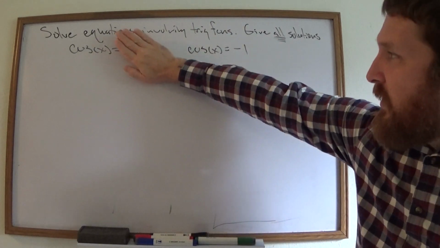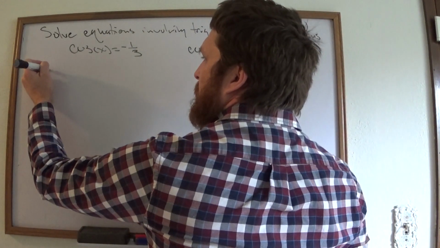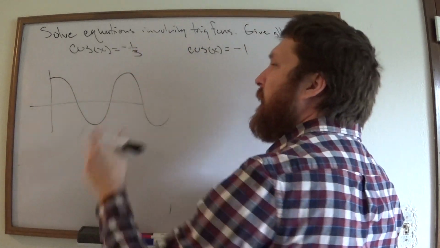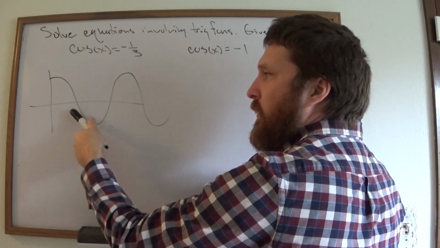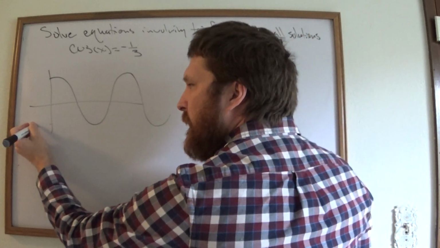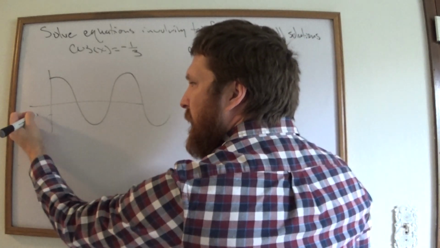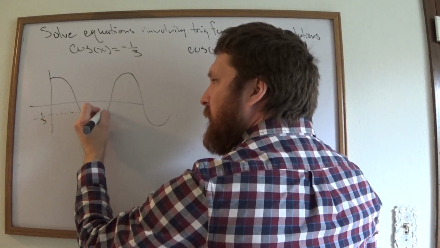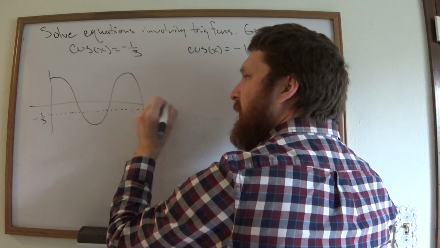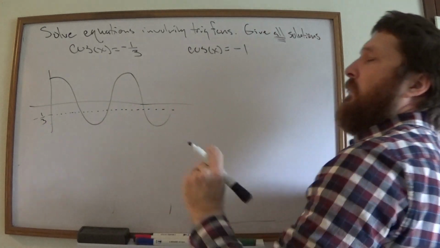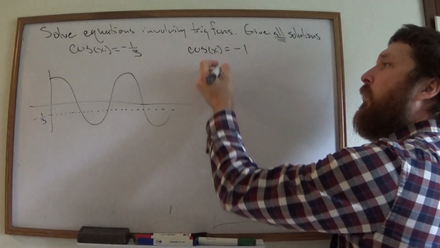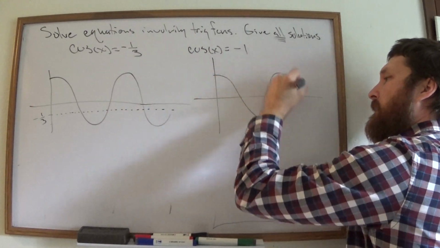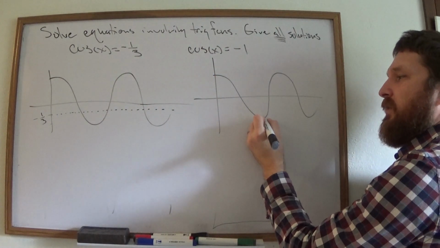Now, on the first hand, we're talking about cosine x. I know what cosine x looks like, right? It starts here, comes down, goes back up, goes back down, and so on. Negative 1/3 would be down here somewhere. Let's go right there. Negative 1/3. And so I'm looking for all of these. We'll come back to that one in a second, because that's a bit more involved than this one. This is really straightforward, because I could find all the solutions. They just occur right here.